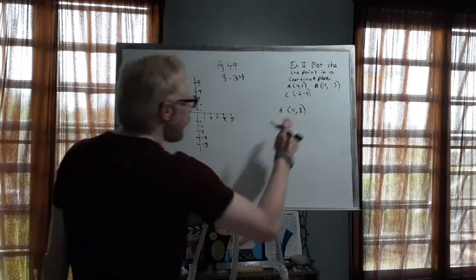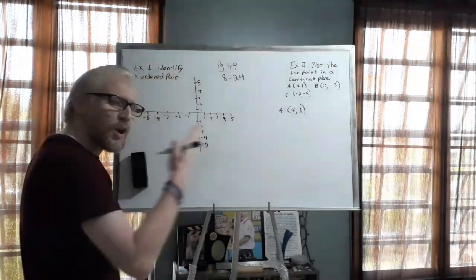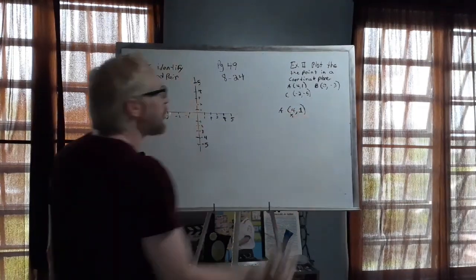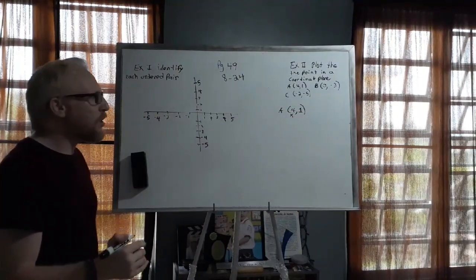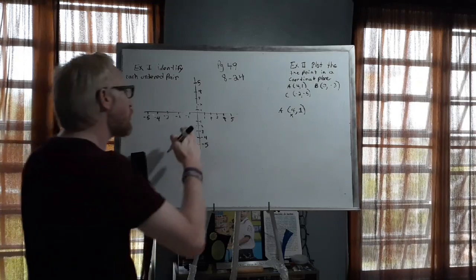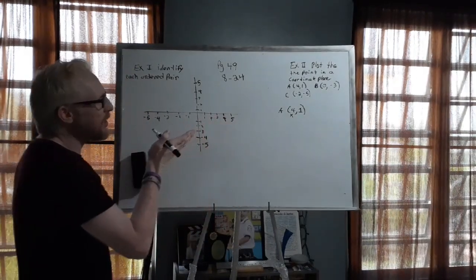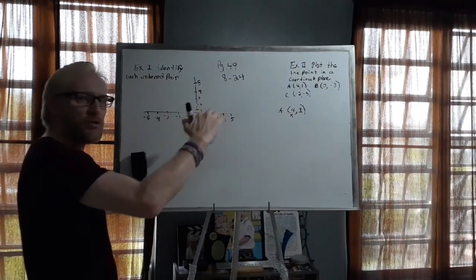So the first one is 4 and 1. Now remember, as I've stressed throughout the video, that the first number is the x coordinate, and that's where I'm going to start. Now, the x coordinate is 4, and it's positive 4. So that means I'm going to start right here, because remember that in the x-axis, all the numbers to the right are positive.